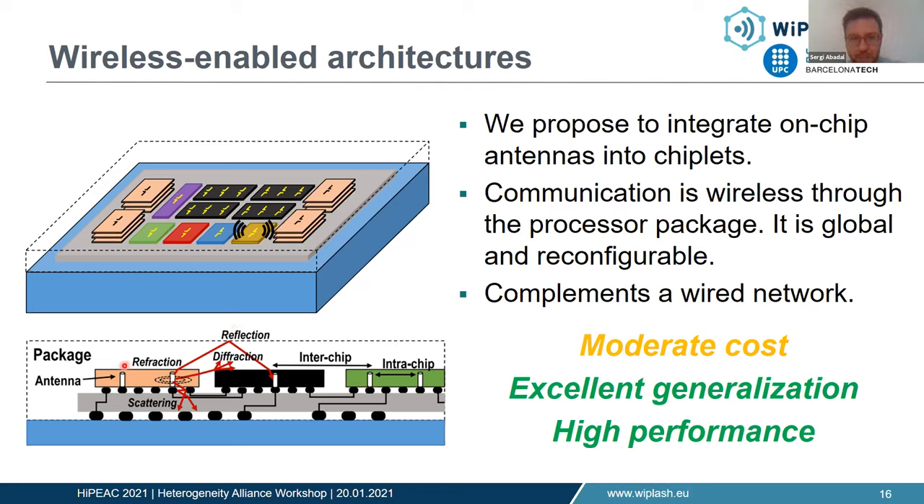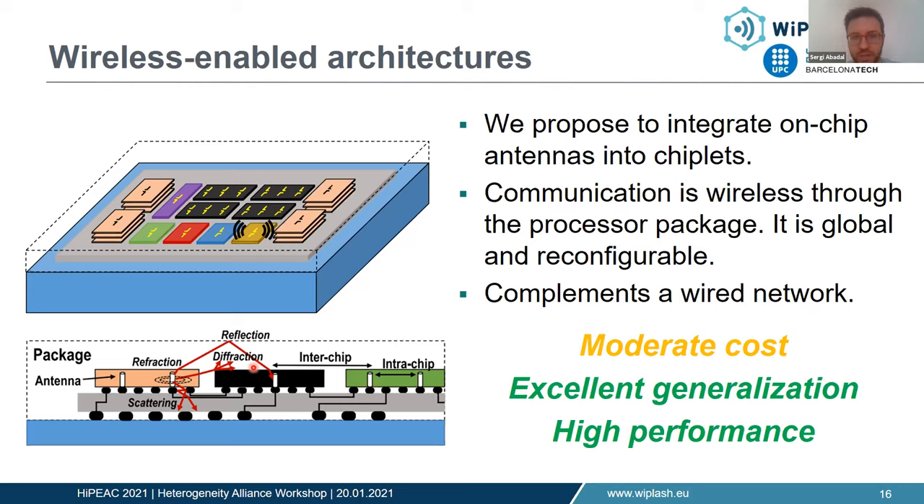So the communication happens in this way. The core will modulate the information and will give it to the antenna, and the antenna will just radiate. And this radiation will propagate through the package, will be reflected in different components, and then will be picked up by the receiving antennas, which will decode the information and will send it to the local core. And since you propagate in all directions, this is inherently broadcast. So that's one of the key points of these wireless communications.